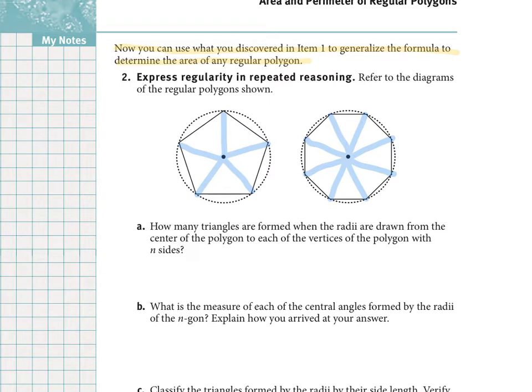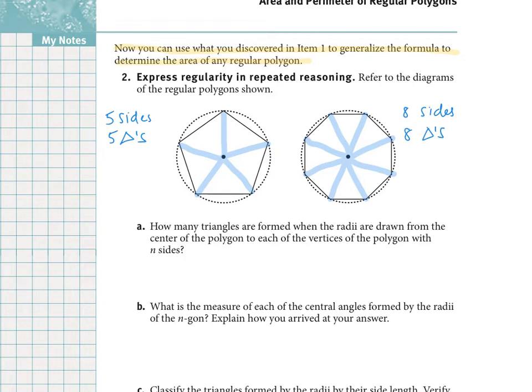Perfect. So you can see in our first figure we have 5 triangles that we drew, and in our second figure we have 8 triangles, so that's our octagon. We're going to use that knowledge to help us, keeping in mind that this first figure has 5 sides, so we're going to have 5 triangles, and the next one has 8 sides, so there's going to be 8 triangles. So keep that in mind.